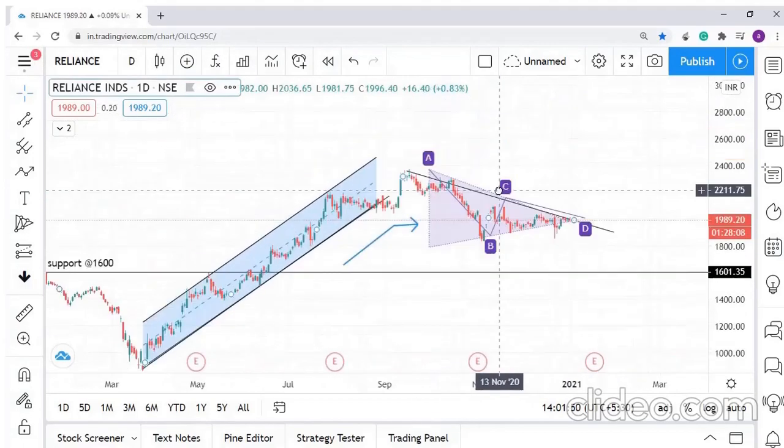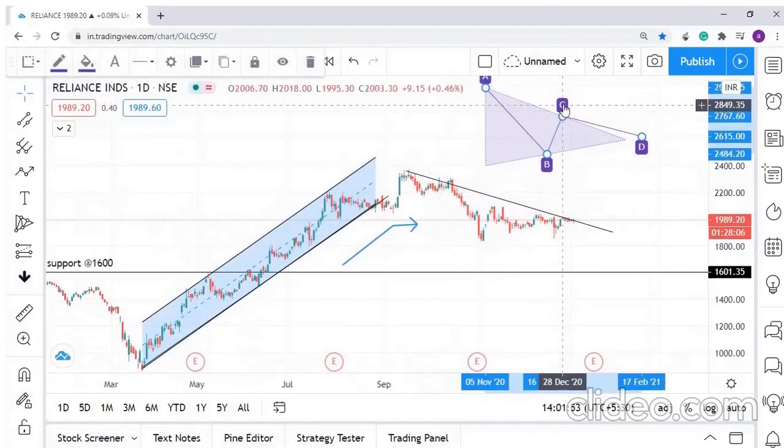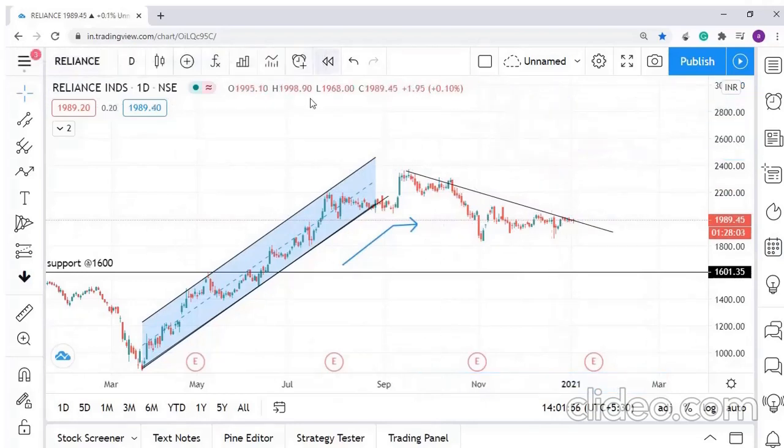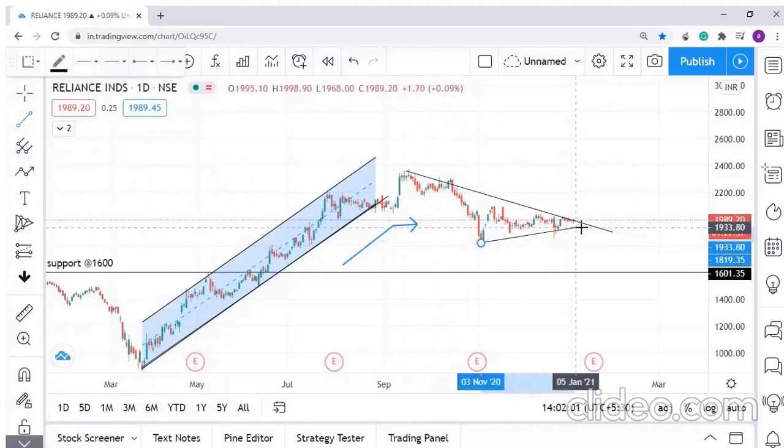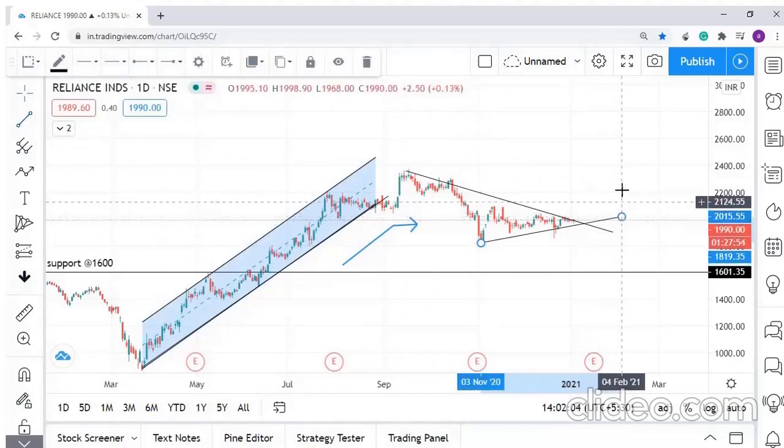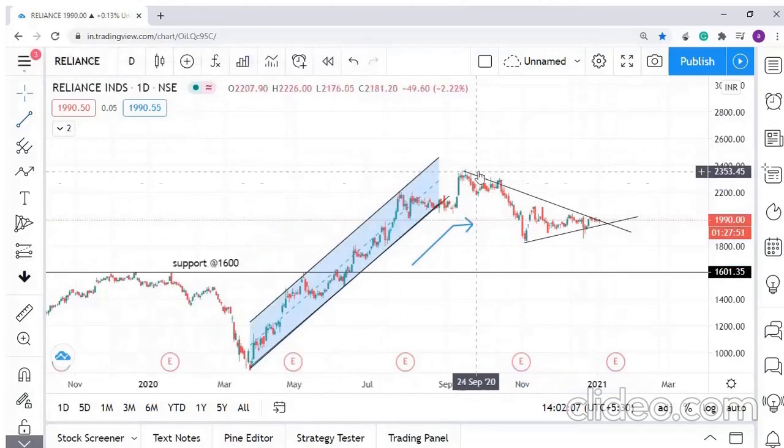You can even draw it without using this interface. You can just take the trend line and merge it here. Okay, cool. So you can see that manually you can see a triangle here.